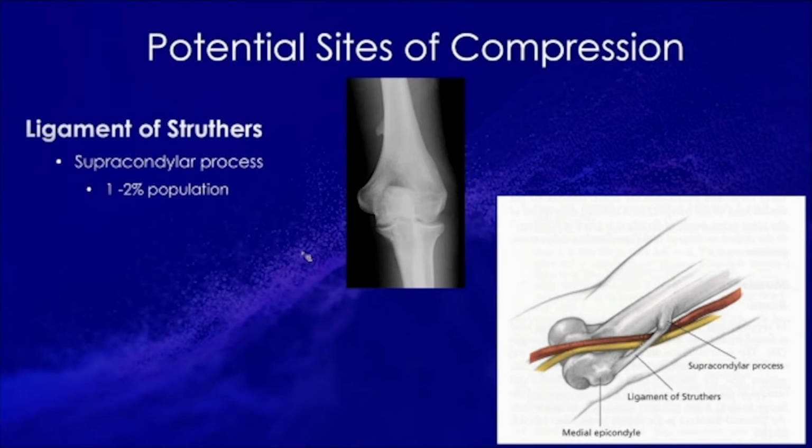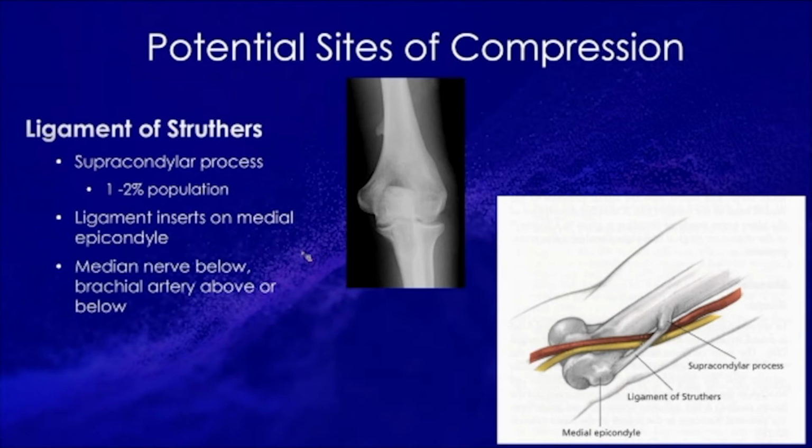You're looking for a supracondylar process, which is basically a bony protuberance off the distal medial aspect of the humerus, and you get a ligament of Struthers, which is a fibrous band that goes from the supracondylar process to the medial epicondyle. The median nerve will go below, and the brachial artery can go either above or below. I think it is very important to remember that you can get a ligament of Struthers without a supracondylar process. So a negative X-ray does not mean that it is not a potential site of compression.